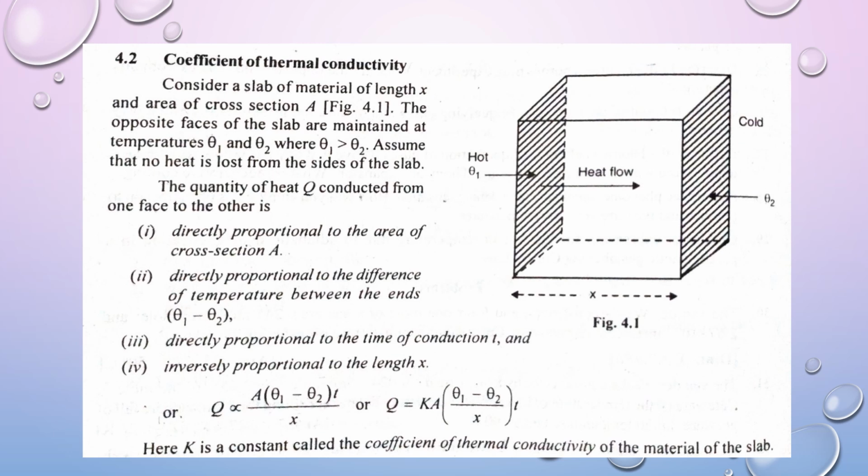So the quantity of heat is given by Q is directly proportional to A into θ1 minus θ2 into t, and inversely proportional to x, that is length. Here we want to remove the proportionality symbol, so we introduce a constant. Here the constant is K and it is called the coefficient of thermal conductivity of the material of the slab.